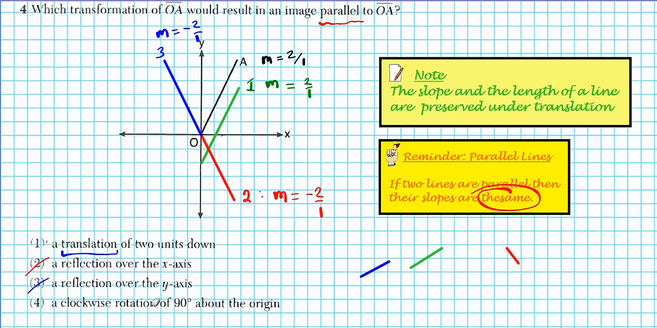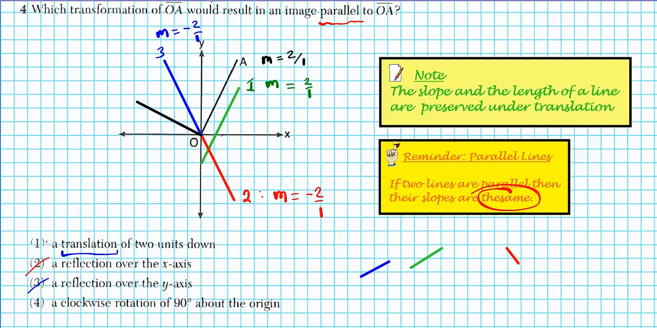How about option 4, a rotation 90 degrees about the origin? So when you rotate this line segment 90 degrees about the origin, you're going to have something like this. 1, 2, 1, 2, and then the last one somewhere here. Okay, so it's going to look something like that. Now, what is the slope of this line that has been rotated 90 degrees?